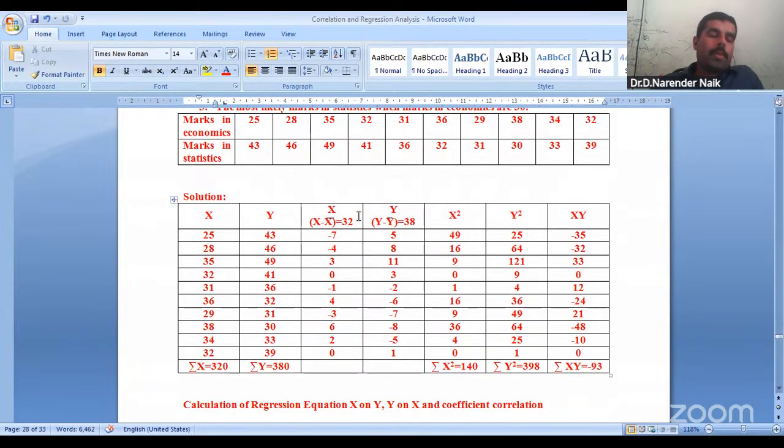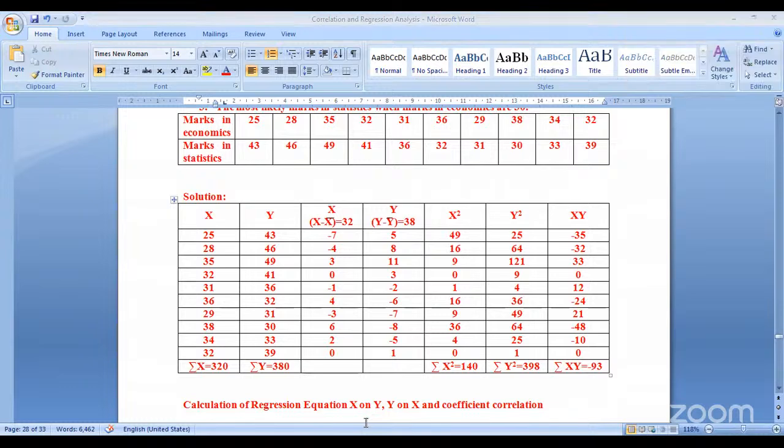Okay, right. So solution: x, y. We copied x, y from the question paper only. The next immediately: x minus x bar is equal to how much? y minus y bar is equal to how much?